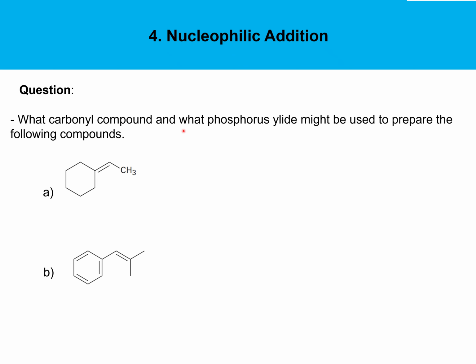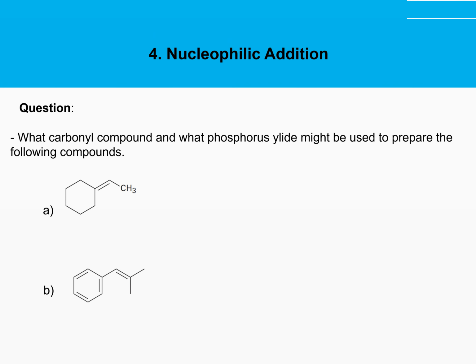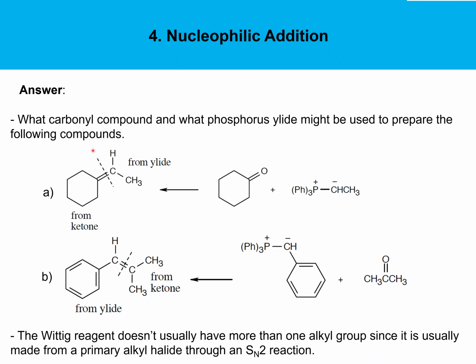In this question, we will use the Wittig reaction to produce the following 2 alkenes. The question asks what carbonyl compound and what phosphorus ylide would be used to prepare the following compounds. In order to think about the Wittig reaction backwards, we want to think about splitting the double bond of the product, the alkene, into 2 parts, turning one side into a ketone and the other side into an ylide.